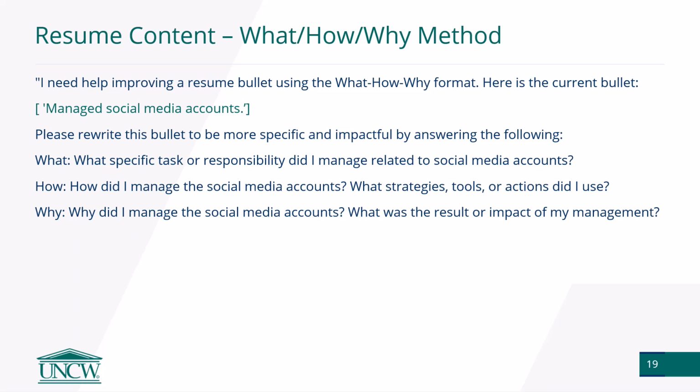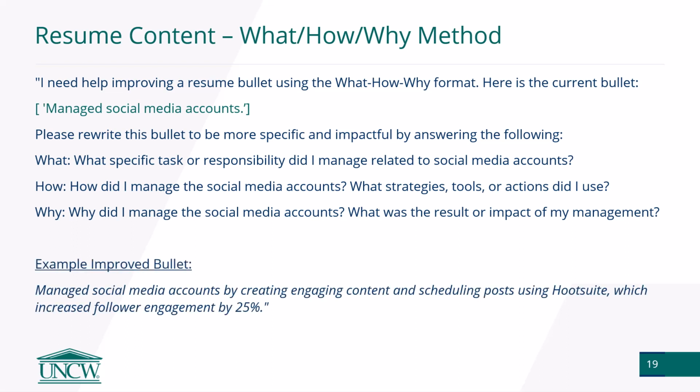And in this case, we're going to want to improve a bullet. So the text is, I need help improving a resume bullet using the what, how, why format. Here is the current bullet. And then in green, you'll notice with the brackets, the bullet is, managed social media accounts. So that's the example. Then you're going to write, please rewrite this bullet to be more specific and impactful by answering the following. And then you're going to take this kind of information, or something maybe in your own words, but you can just steal it from the slides that we have to talk about how the what, how, why method works. And then the example is, managed social media accounts by creating engaging content and scheduling posts using Hootsuite, which increased follower engagement by 25%. Now again, notice, hallucination, right? There was no 25%. So just make sure that you're not copying and pasting or using information that is a lie or an embellishment.